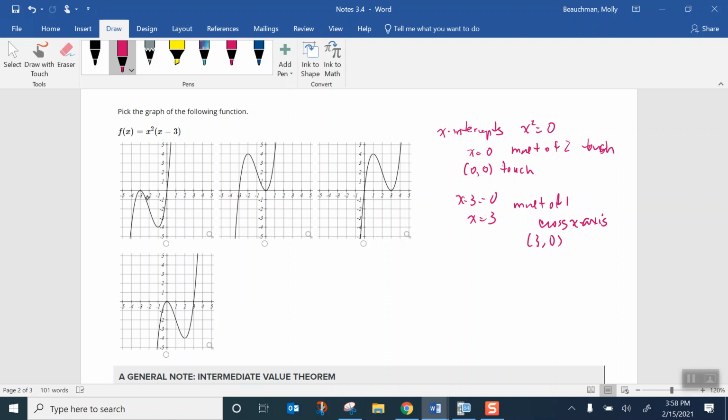So let's take a look at our multiple choice. The first one is not a possibility because it touches at negative 3. The second one is not. So we either have the third option or the option down below. Our leading coefficient is positive, so that doesn't narrow anything down. It's the multiplicities. A multiplicity of 2 means it has to touch at 0, 0. The third graph crosses at 0, 0, so it must be the graph down below. So it increases, touches, goes back down, comes back up, and crosses at x equals 3.